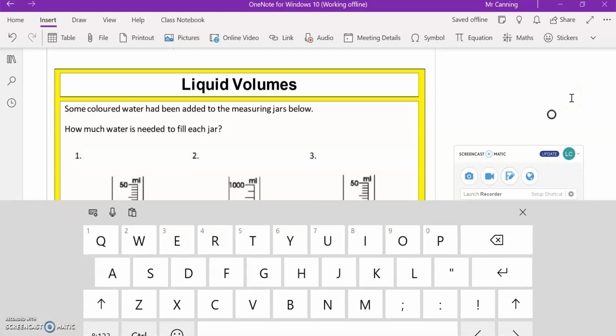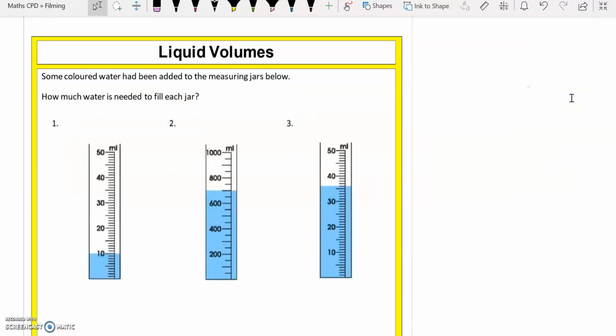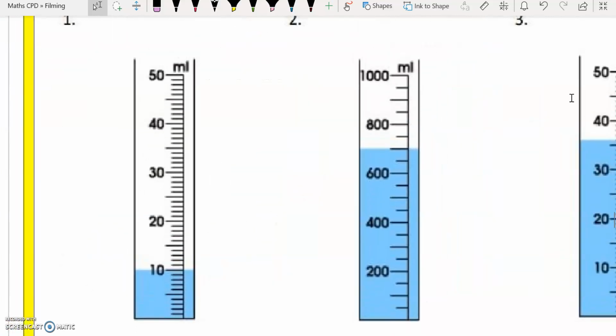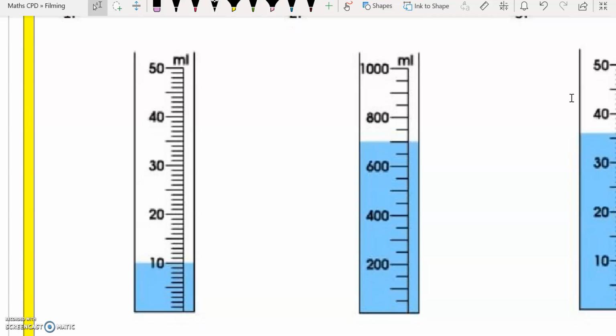In this video, we're going to have a look at liquid volumes in terms of measurement and capacity. This is more a topic about how to read a scale properly. So we've got three questions here. It says, some coloured water had been added to the measuring jars below. How much water is needed to fill each jar? So the big thing here that we need to identify is what does each little line represent?